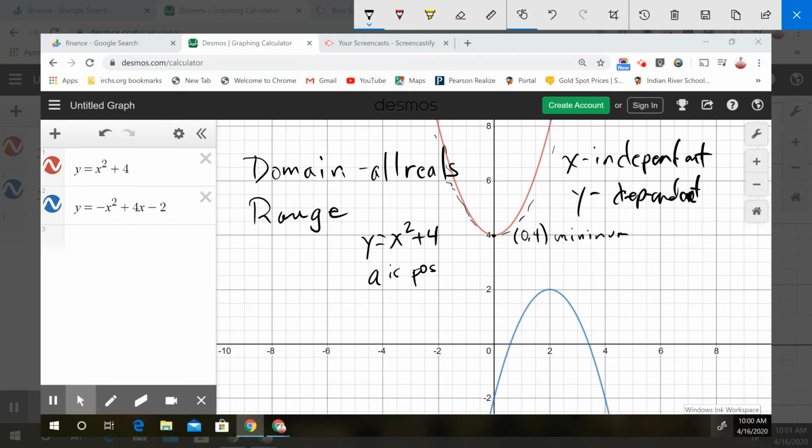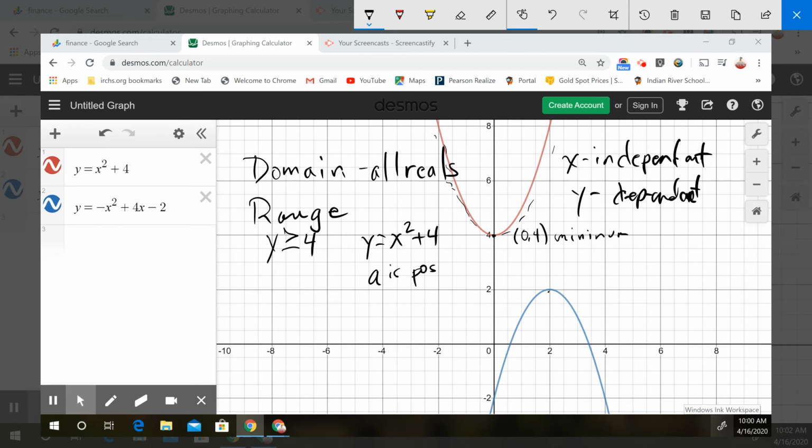Always. When A is positive, the vertex is the minimum, and the possible y values are only above that vertex. In this case, it all comes down to 4 and stops. So for this one, the range is going to be y is greater than or equal to 4.